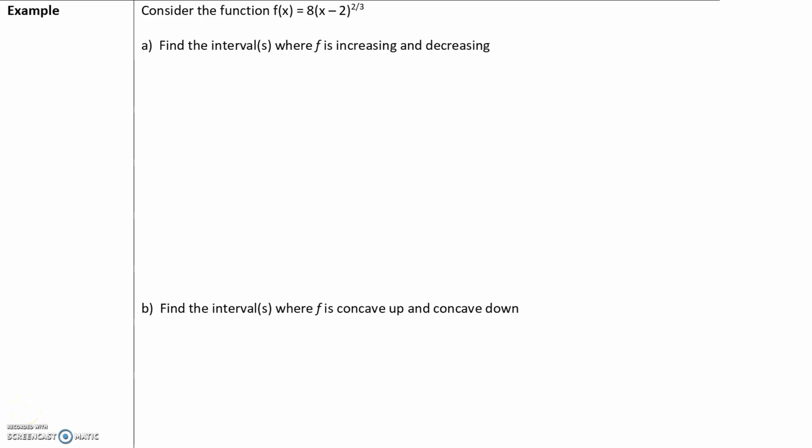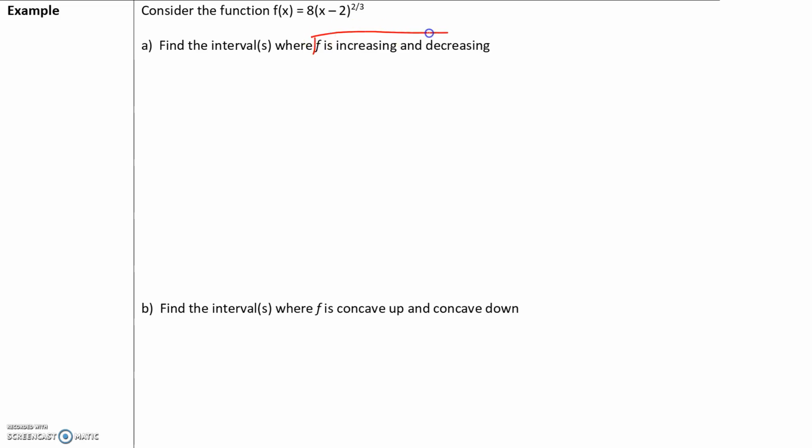Let's take a look at a couple more examples from this section. So, consider the function f of x equals 8 times the quantity x minus 2 raised to the 2/3 power. Find the interval or intervals where f is increasing and decreasing.